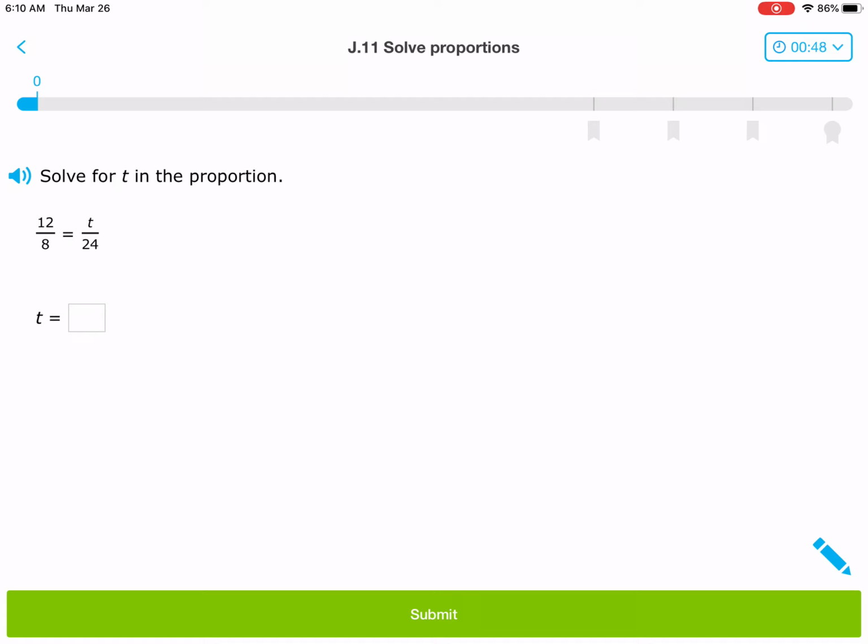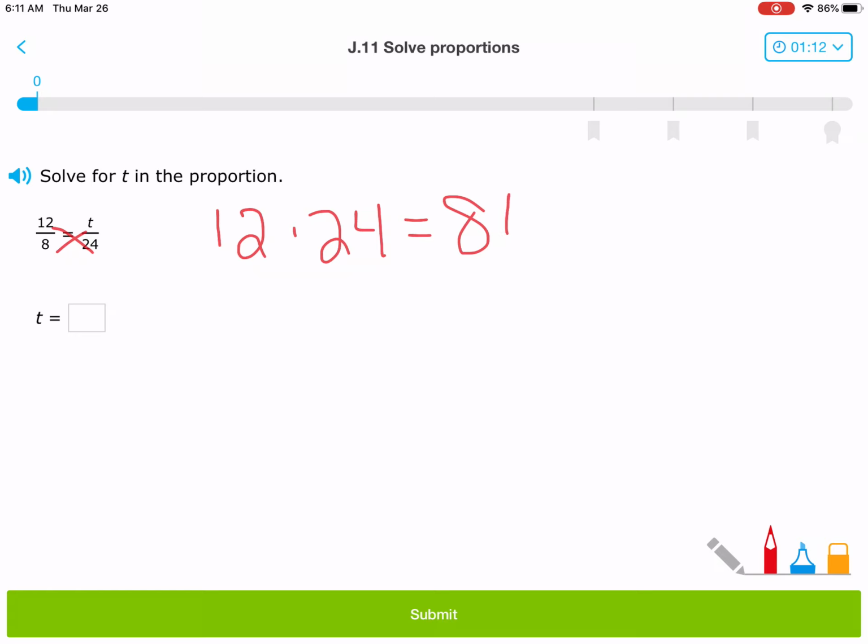I'm going to let you know that you should be taking notes on these, so you should write this problem down and do this problem because I'm going to ask that you turn your notes in when we're done. So when we use cross multiplication, I'm using the app because I can write in it. We're going to multiply the numbers that are across from each other. So 12 times 24, and that's going to be equal to 8 times t.